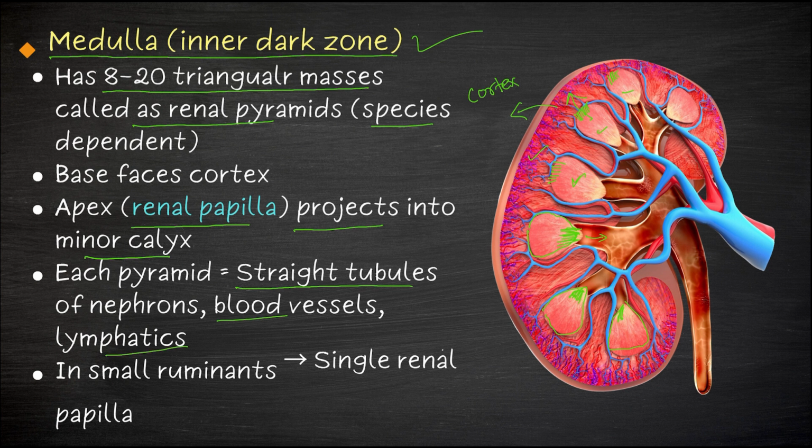But in the case of small ruminants like goat and sheep, you will find a single renal papilla. Very, very important.